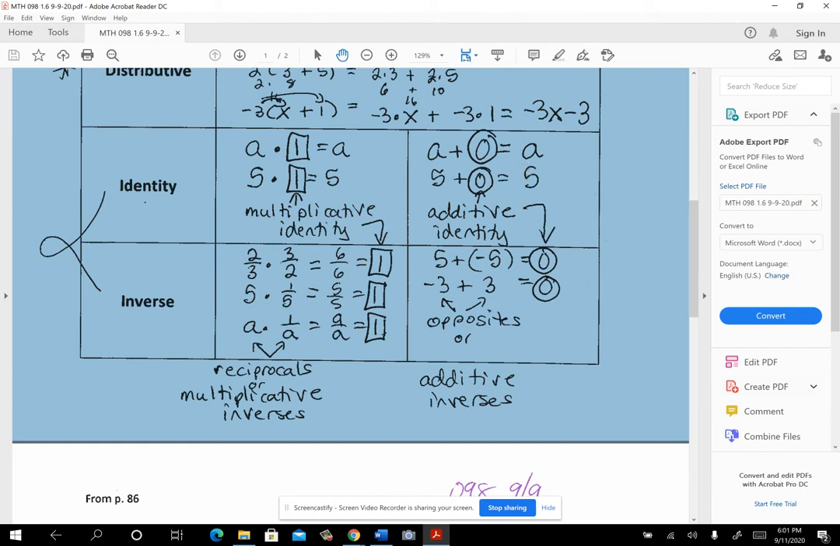And the inverse property shows you that if you take two numbers that are what we call reciprocals of one another, that would be multiplicative inverses, and you multiply them, you're going to get a 1. You're going to get the multiplicative identity. And the inverse property for addition says if you add two numbers that are opposites, you're going to wind up getting 0, which is the identity element for addition.